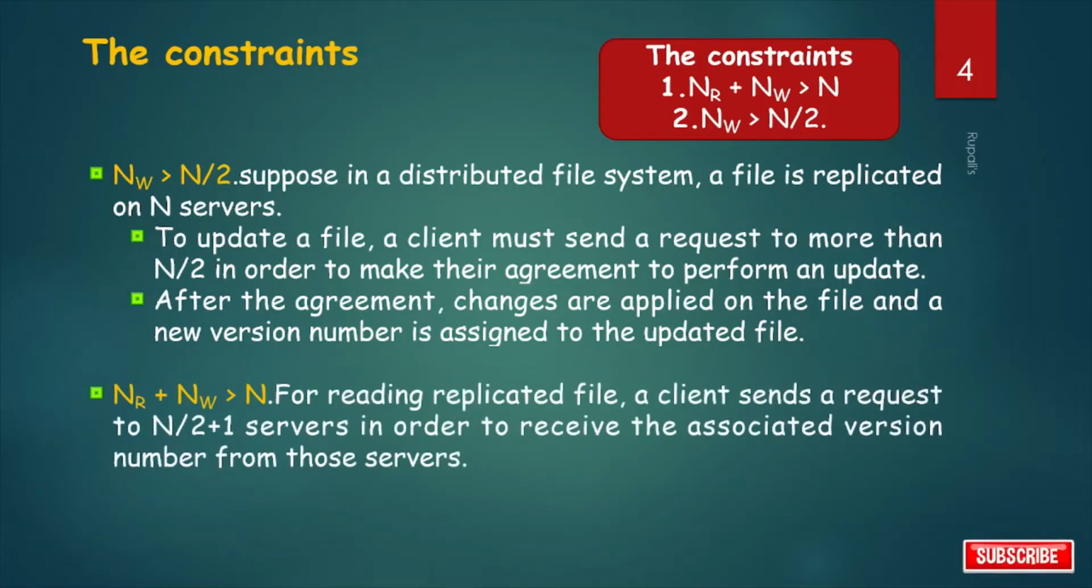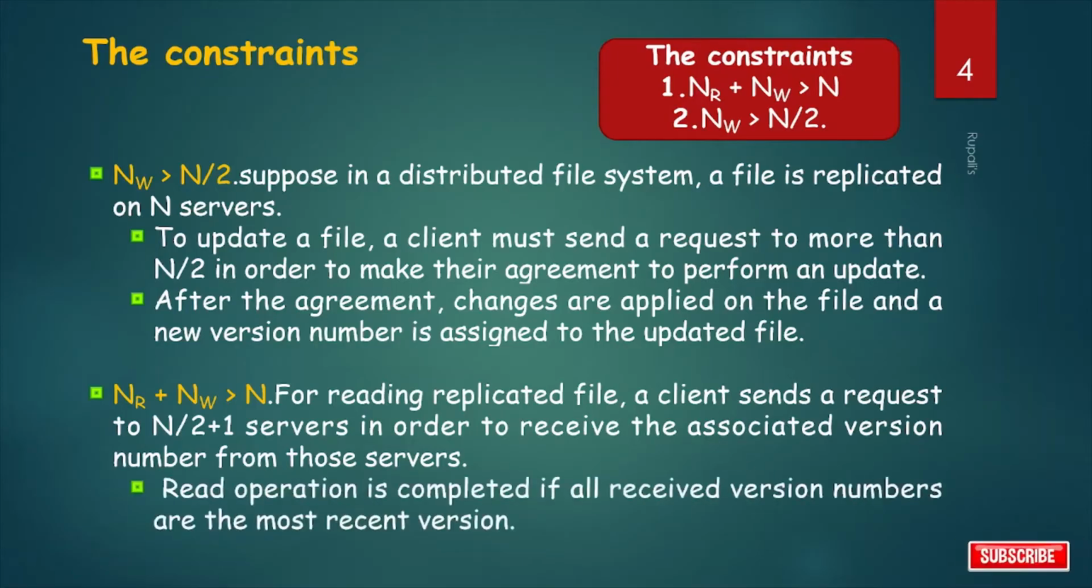Another one is nr plus nw greater than n, that is, read quorum plus write quorum greater than n. For reading a replicated file, a client sends a request to n by 2 plus 1 servers in order to receive the associated version number from those servers. Associated version number means what? The most recent one. The read operation is completed if all received version numbers are the most recent version number.